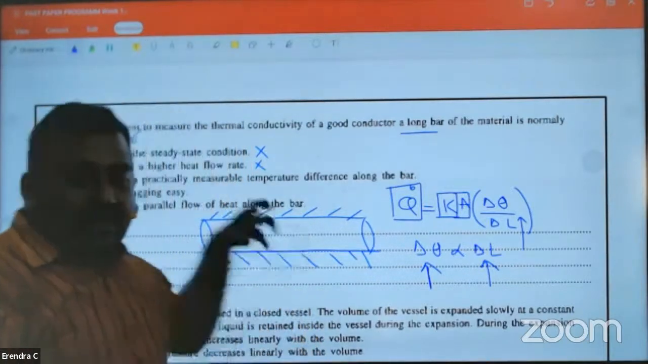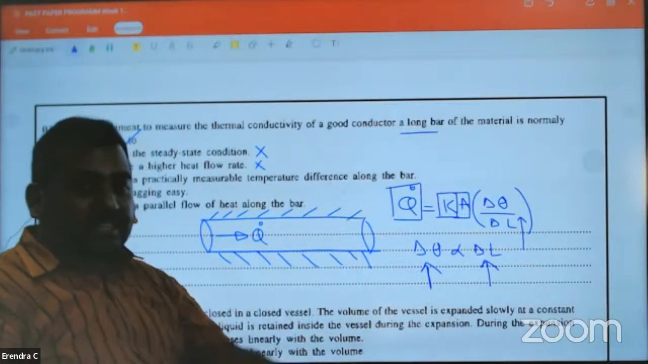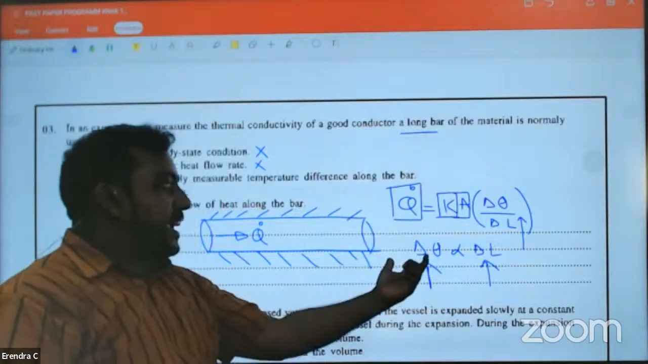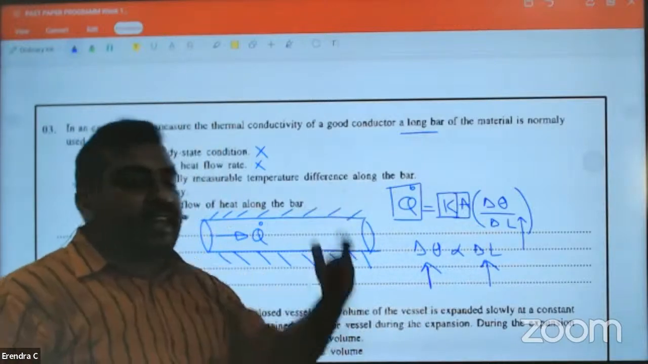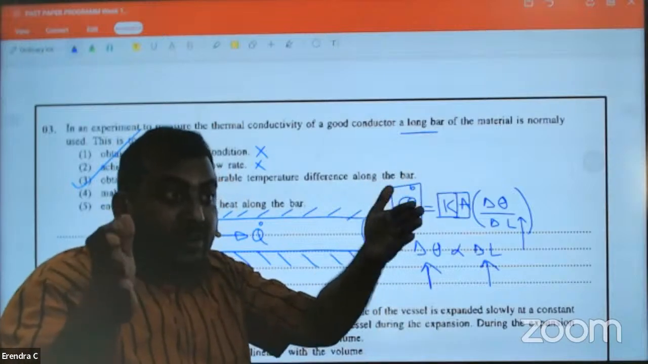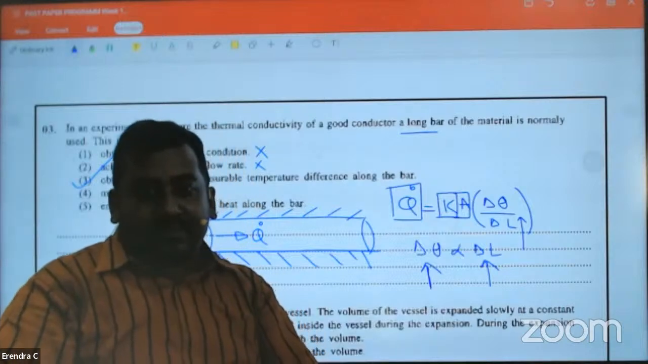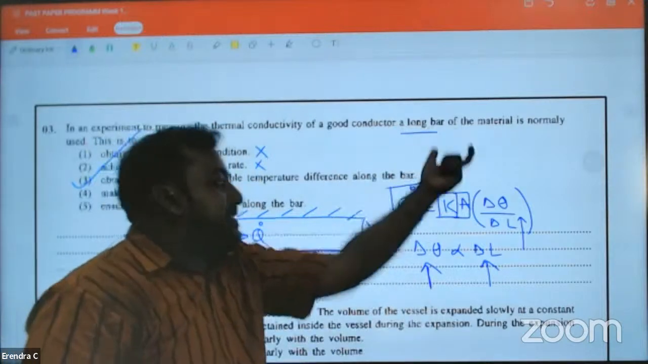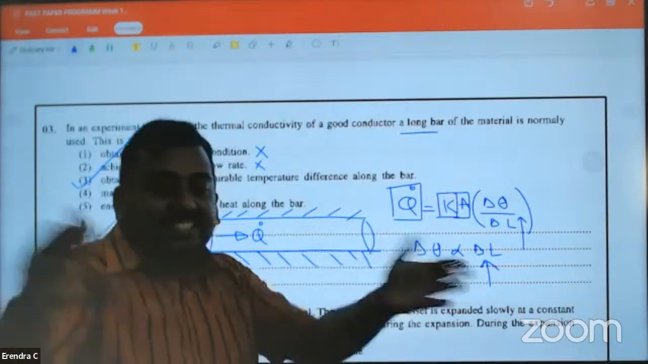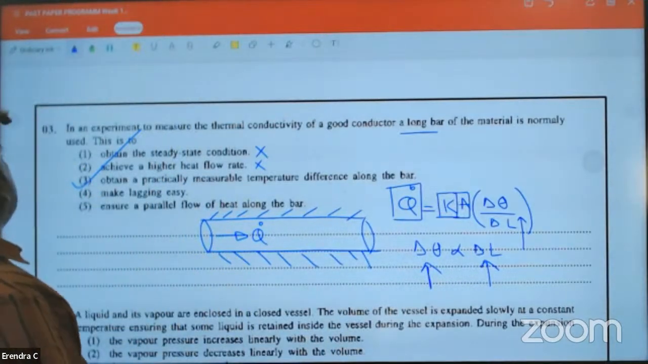Understood? So I'm sending a constant heat. K is constant, A is constant. That means if I take this to this side, delta theta is proportional to L. When L increases, the temperature difference will also increase. Remember, temperature difference is the most important one. The greater the temperature difference, the easier it is to measure. So statement 3 is correct. Third one is correct. Understood?